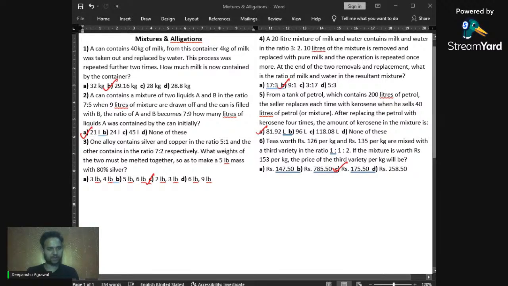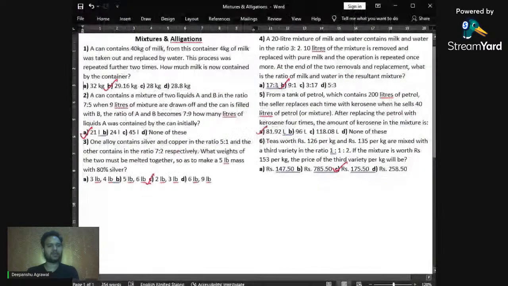Okay, let's go back and let's try to solve these questions. Question number one says, a can contain... actually, this is not the word that you generally use.